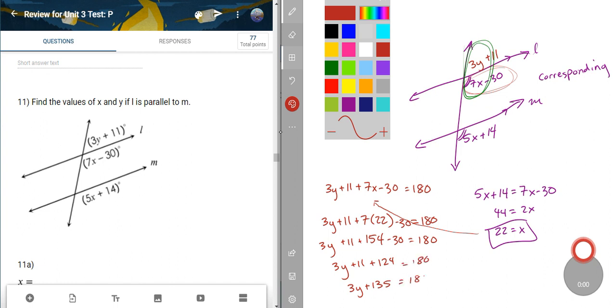So subtract that 135 from both sides. 3y will be equal to 45 divided by 3, so y is equal to 15, and we're in good shape. So, again, that's just one way you can do it.